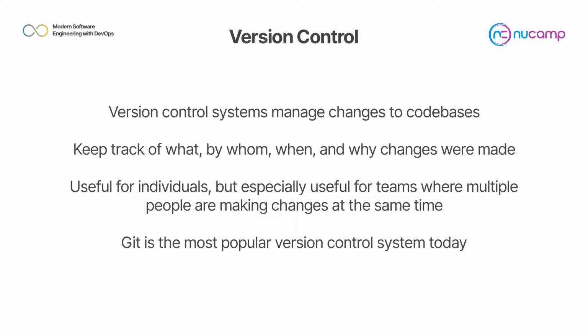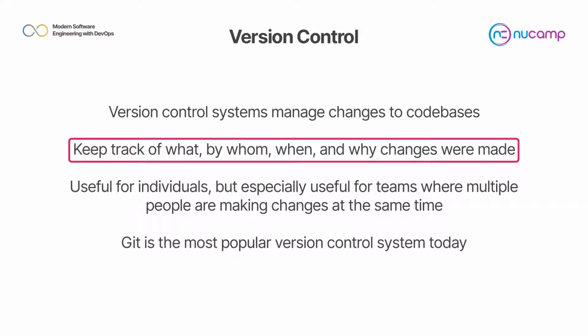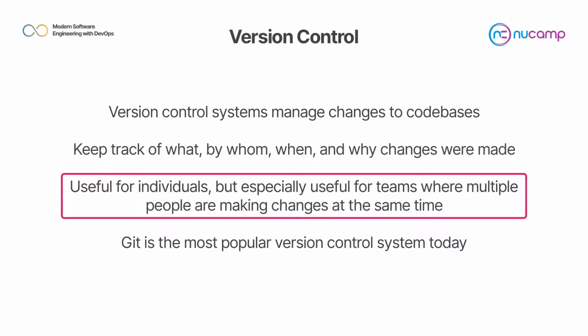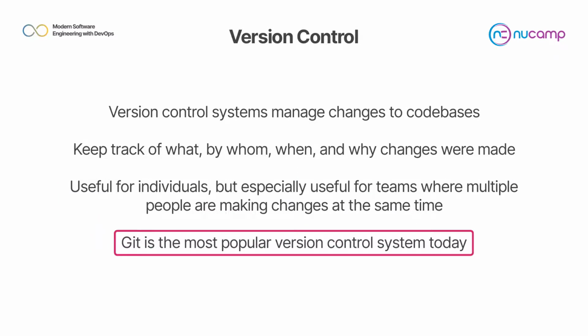Version control systems are used in software engineering to manage the code repositories for a project. They keep track of what changes have been made to a codebase, as well as who made those changes and when and why. This is very useful, even for an individual working on a project on their own, but it is especially useful for teams where multiple people could be making changes at the same time. While multiple version control systems have existed over time, without question, the system called Git is the most commonly used today.